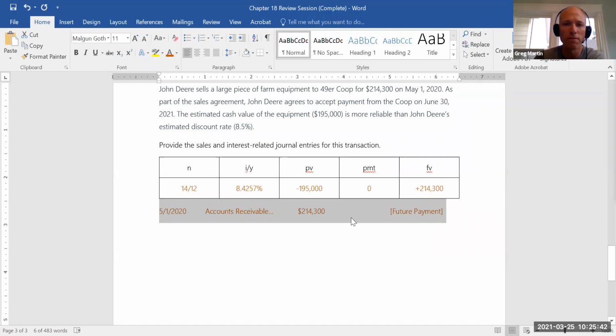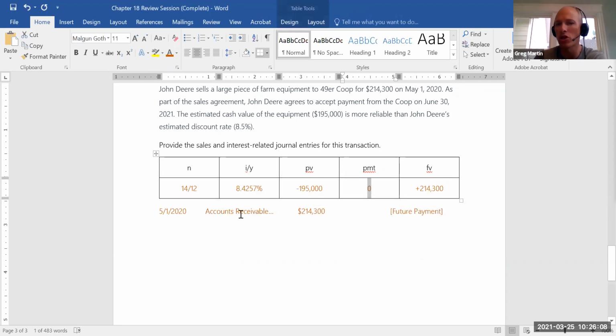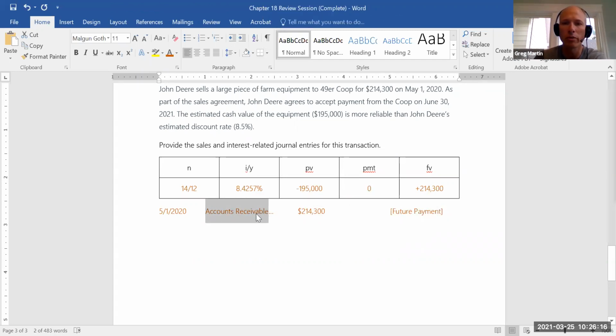So the first entry on May 1st is the time of the transaction. And of course, on this date, we have a receivable for $214,300 because we have this payment that's going to be coming in the future. And the value of that payment is $214,300. Now, for me personally, if it's just one lump sum, I usually use accounts receivable. If there's a recurring payment that's part of the contract, that's typically when I use a note receivable. But either one is fine. On the test, I don't have you fill in this account name, so you don't have to worry about that. But again, that account receivable is the future payment.